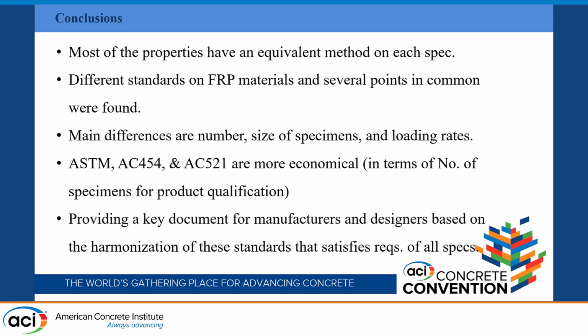Main differences are the numbers, size of specimens, and loading rates. And these three documents, ASTM, AC454, and 521, are more economical in terms of the number of specimens, because they need 24 samples, but for example, EAD needs 25, and FDOT needs 30 of them. So maybe for the manufacturers, it's easier to run this one instead of using 30 specimens. And the final outcome of this research will be a key document for manufacturers and designers, based on this evaluation, to have a final document that satisfies all the specifications.